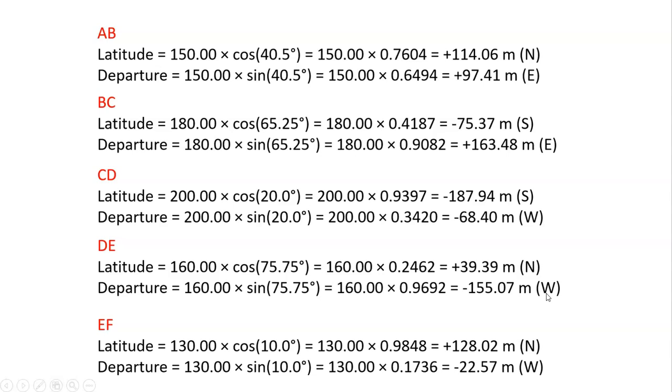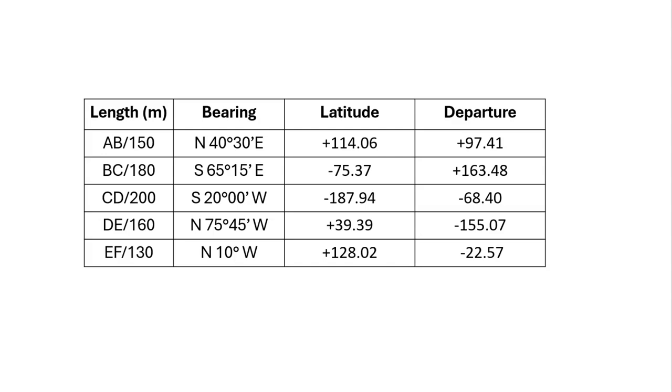And for the last one, the calculation shows that the latitude is about plus 128.02 meters. The departure is about minus 22.57 meters. Let's list all these values one by one under the latitude and departure. So these are the values which are calculated now. I've explained to you how to calculate the respective latitude and departure from the given length and the bearing.